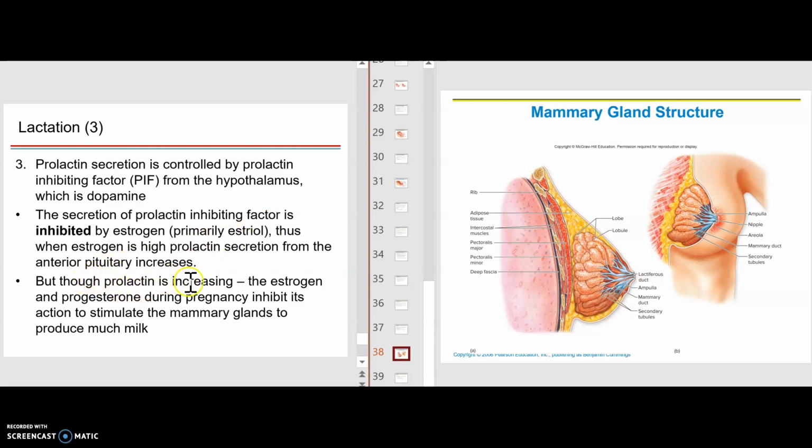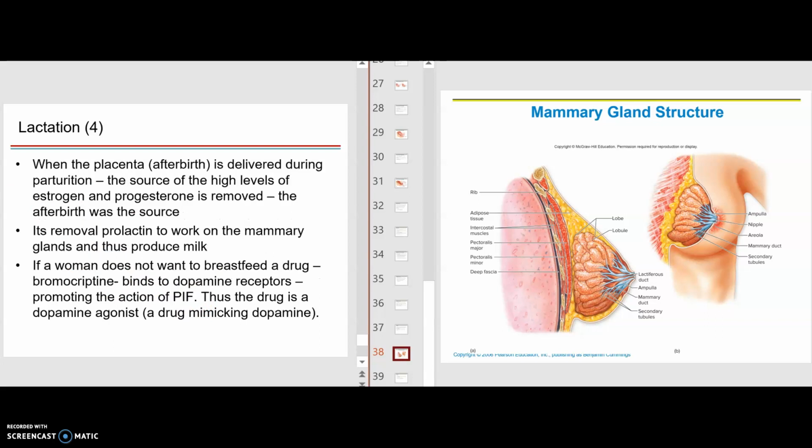But though prolactin increases, the estrogen and progesterone during pregnancy inhibit its action to stimulate the glands. So in other words, the prolactin is being secreted, but it can't work because it cannot stimulate the glands to produce milk, which basically means that even though the prolactin is there, it's not working at this time.